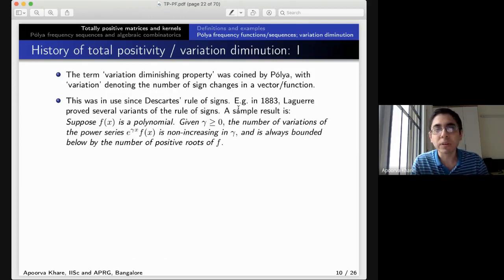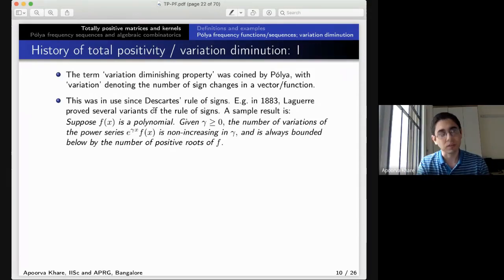Here is a sample result that Laguerre proved in that same 1883 paper. Suppose f(x) is a polynomial. Given gamma, a positive or non-negative real number, look at the power series e^(gamma x) times f(x). Of course f(x) is a polynomial, but e^(gamma x) f(x) is a power series. It turns out that the number of sign changes of this power series reduces as gamma goes up. Which means the maximum number possible was the one when gamma was 0. But when gamma is 0, this is a polynomial, which means it has only finitely many sign changes. What we are saying is that the number of sign changes for any positive gamma is less than or equal to that finite number.